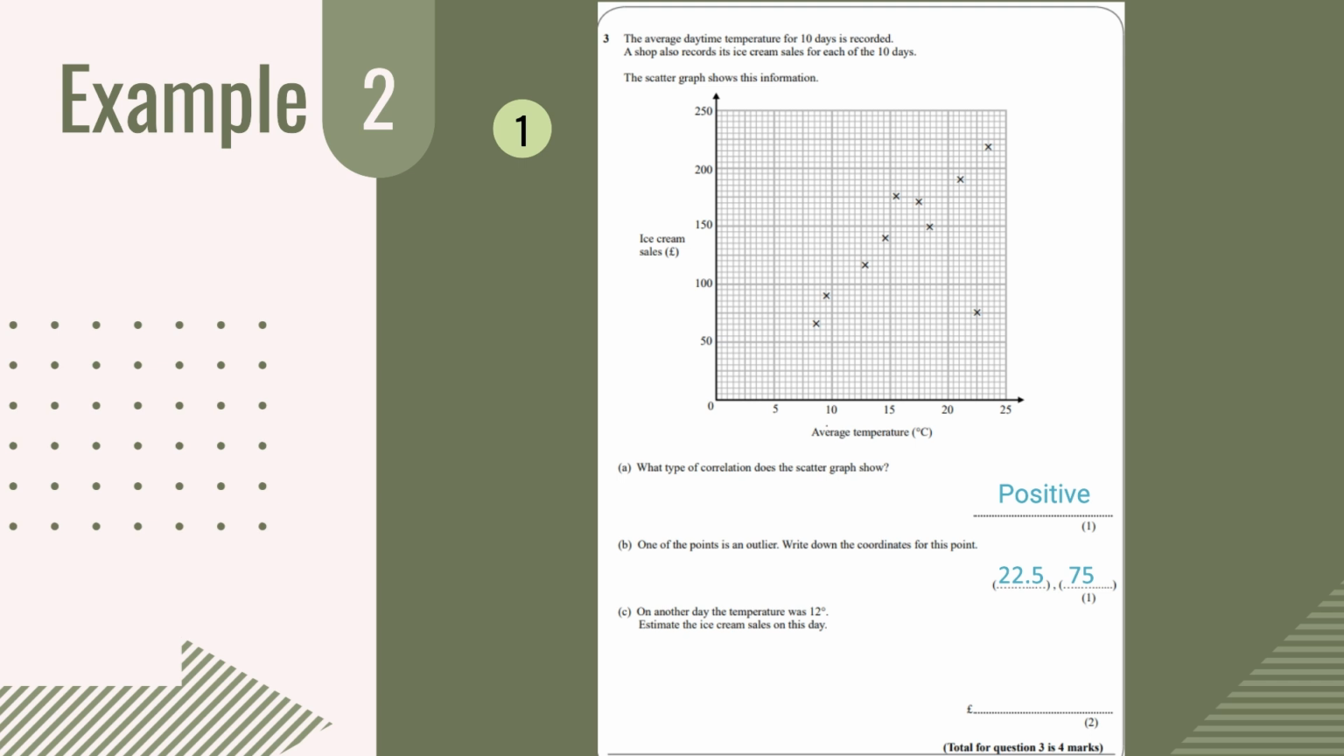Part C of the question says, on another day the temperature was 12 degrees, estimate the ice cream sales on this day. Now, first we draw a line of best fit, which goes through our points. We then draw a line up from 12 degrees, and we draw a line across. And the answer we should get is £105. But remember, there's also a range from 100 to 110. So if you got within that range, you would get the marks.